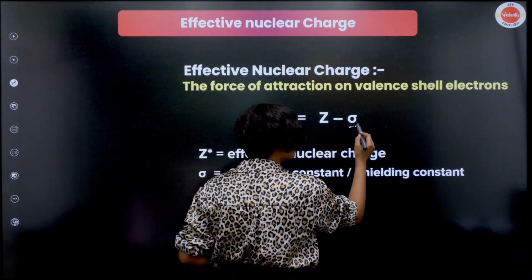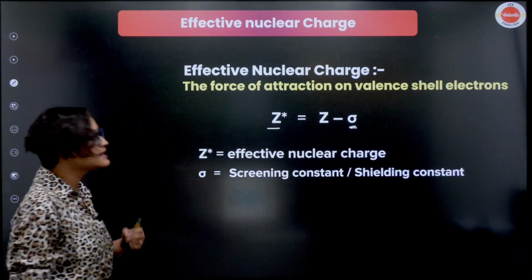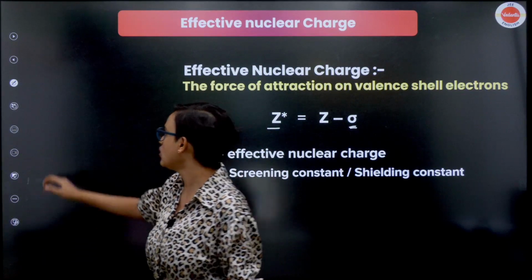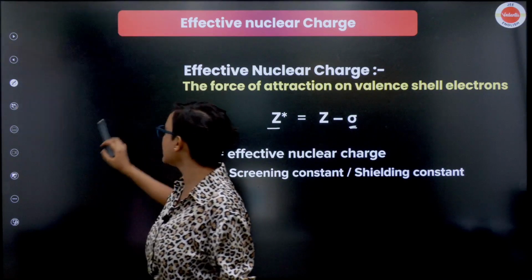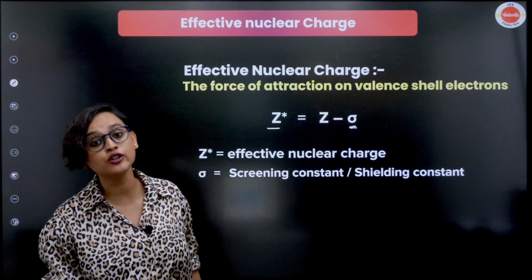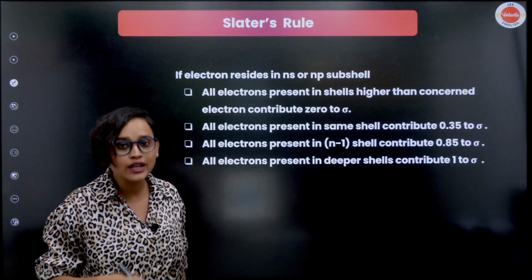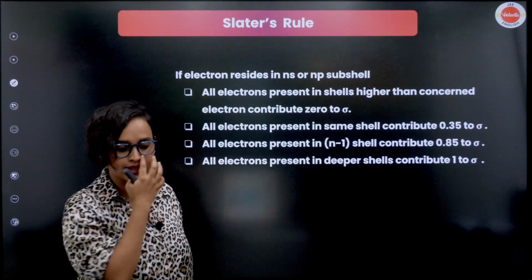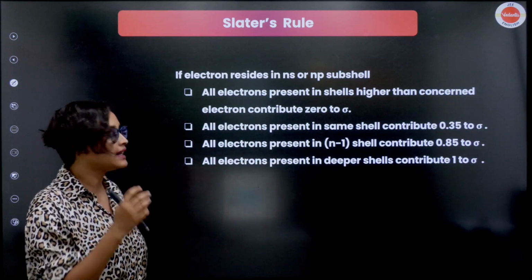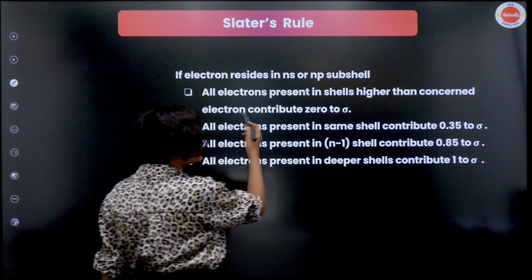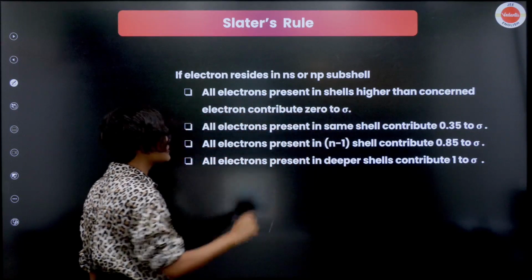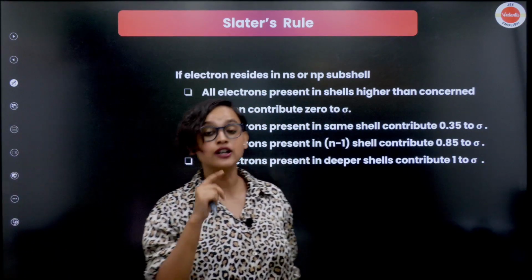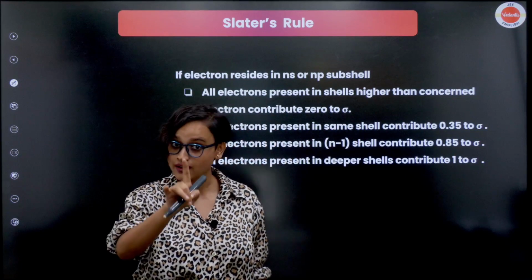Now what is sigma, you are going to ask me, right? Sigma is the shielding constant or screening constant. So we can calculate it with a rule called Slater's rule. There was this chemist called Slater, and Slater said that electrons present in shells higher than the concerned electron contribute 0 to sigma.